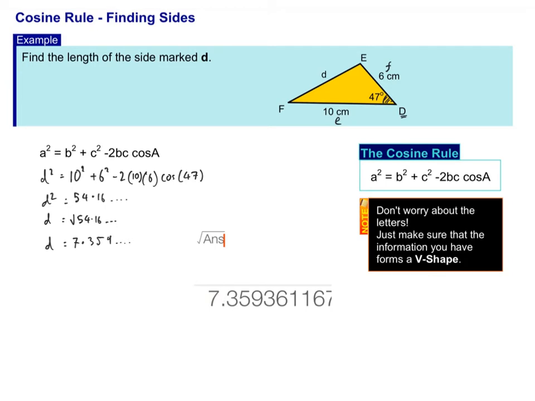Usually there'll be some rounding associated with this, so this is a good opportunity to practice your significant figures or decimal places. So I'm going to round this to 3 significant figures, so 7.35. The 9 is going to round that up to 7.36 centimetres. So it's a very straightforward example of how to use this. If we are trying to find a side, we need this V setup of 2 sides and the contained angle.